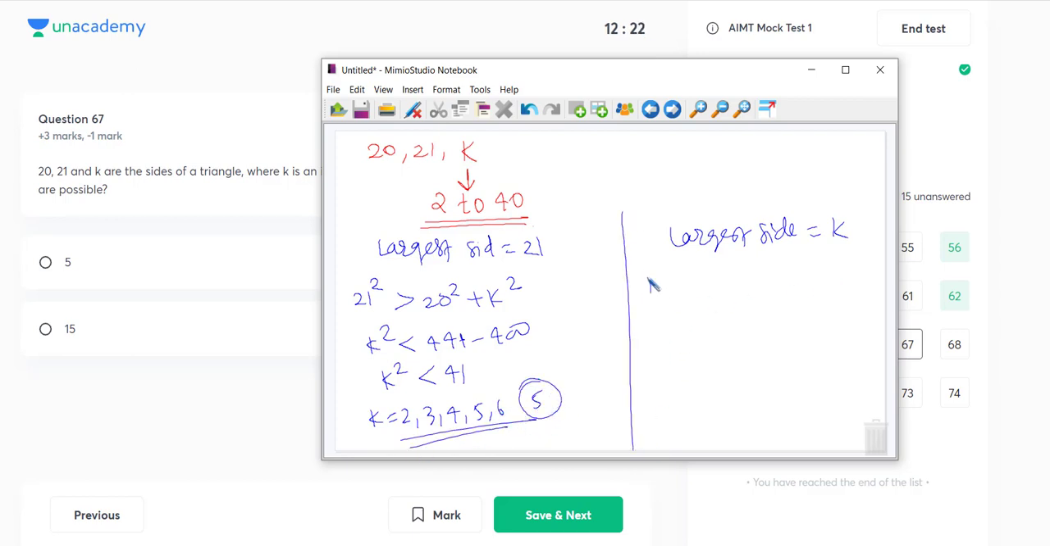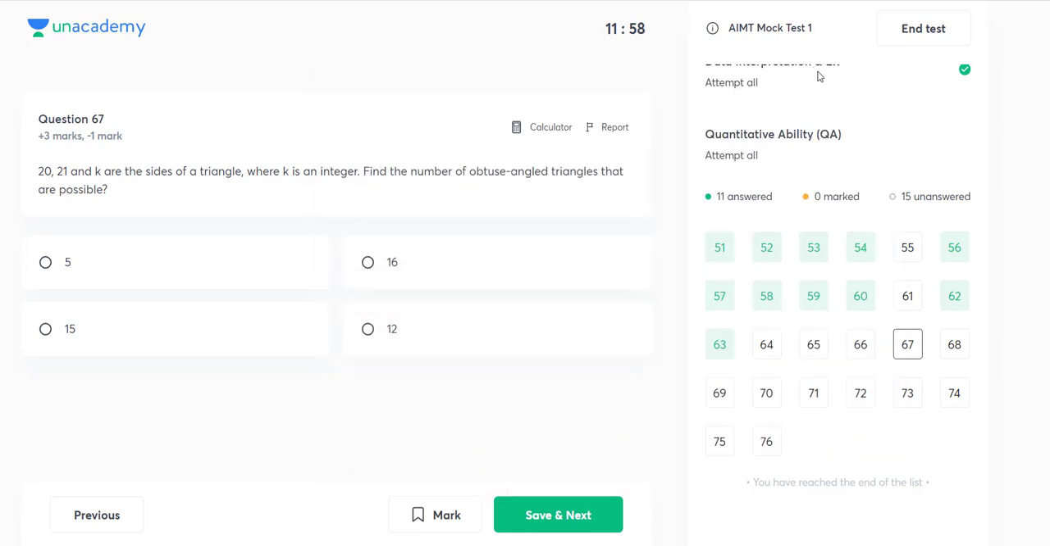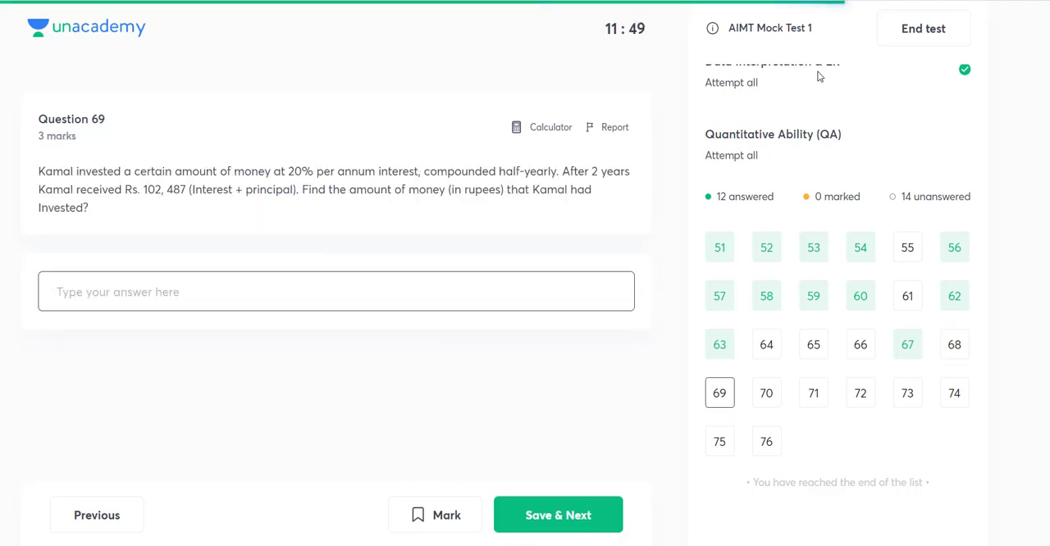If the largest side is K, then K square should be greater than 20 square plus 21 square, so K square should be greater than 841. So the value of K can be 30, 31 to 40. How many numbers are there? Total 11 numbers are there. So 11 plus 5, total 16 triangles are possible. Yes, I think this question will take time. Let's go to the next question.